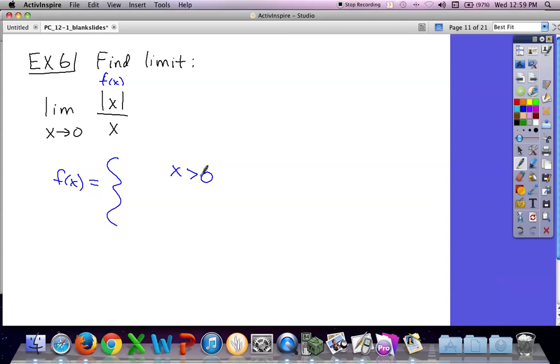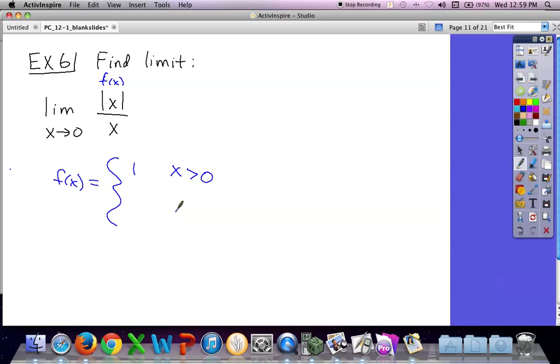When x is greater than 0, then what's the effect of taking the absolute value? X is greater than 0, it's already positive. What's the effect of taking the absolute value? Nothing, right? It doesn't change a positive number. So that means the value is 1.